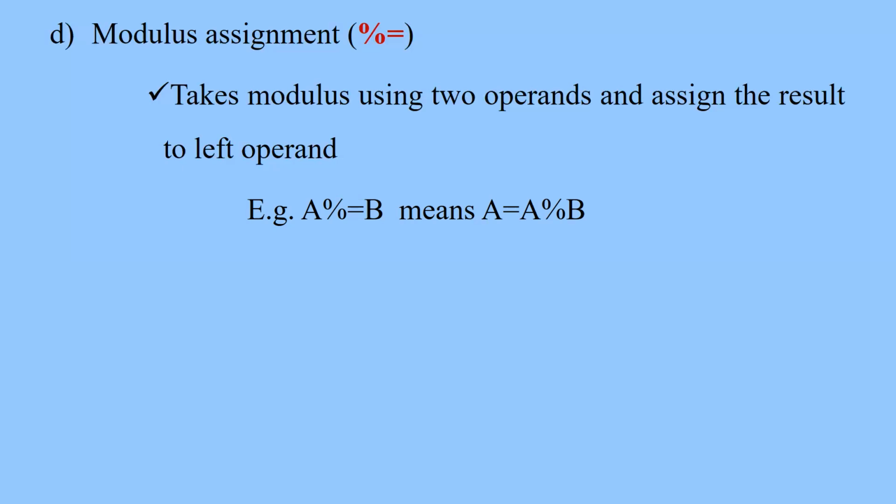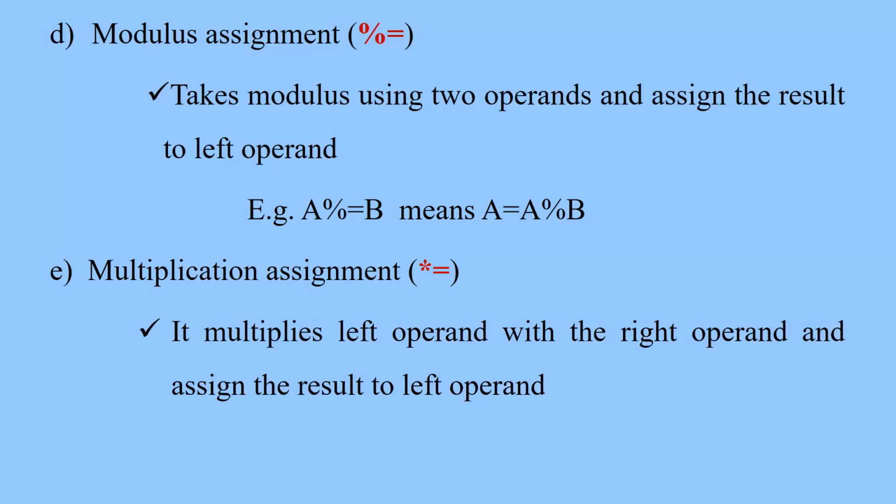I repeat, A modulus assignment B. A modulus assignment B means get the content of memory location called A divided by the content of the memory location called B. The remainder you are going to get, assign it back to the memory location called A. Good. We now proceed to multiplication assignment.